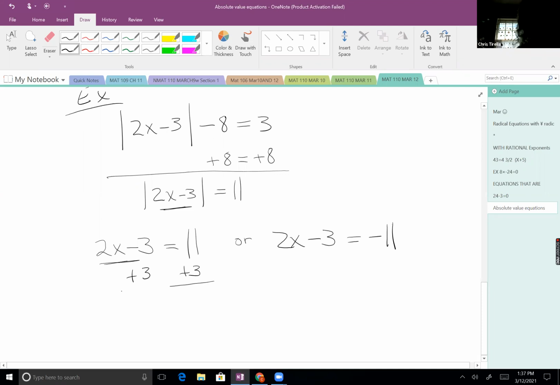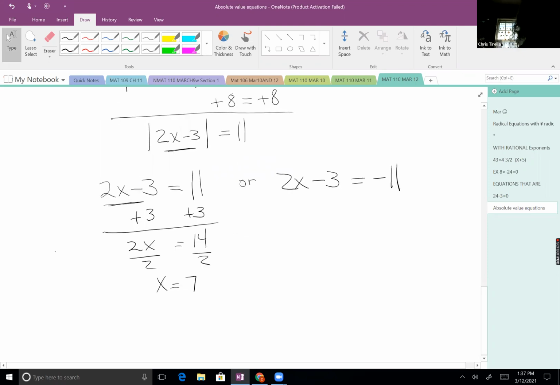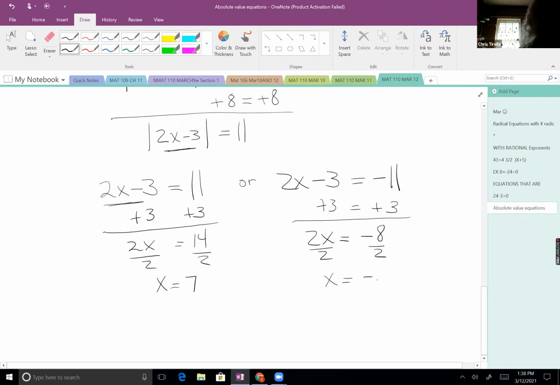First, if I add 3 to both sides, I get 2x equals 14, and dividing, I get x equals 7. On the other side, if I add 3 to both sides, I get 2x equals -8, and dividing by 2, I get x equals -4.